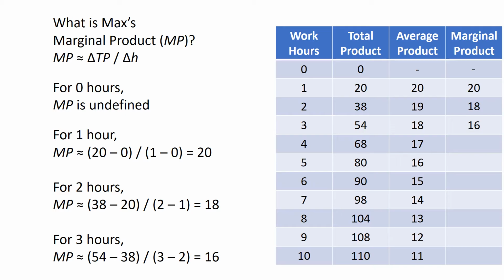And so you can see that all we're doing is taking the change in total product for each number of work hours. For example, at 4 work hours, the change in total product is 68 minus 54, or 14. For 5 work hours, the change is 80 minus 68, or 12, and so on up through 10 work hours.